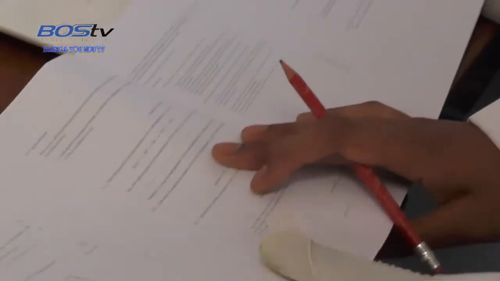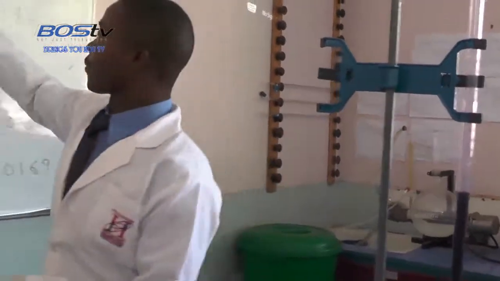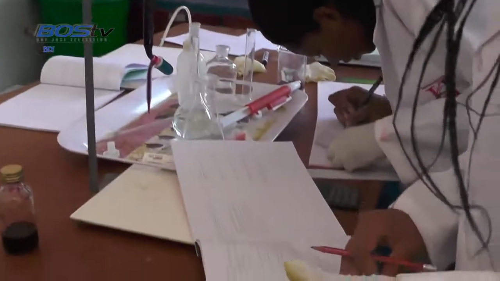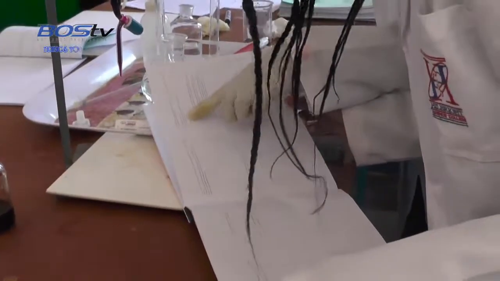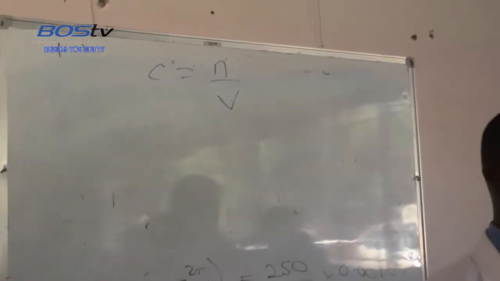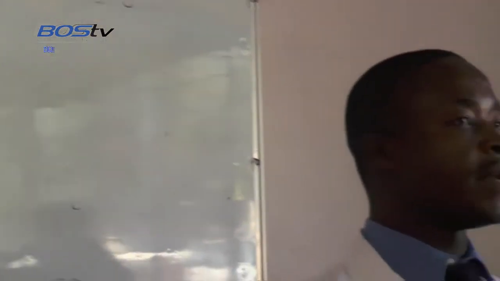Now use that volume and the concentration to calculate the number of moles. You have volume, you have the concentration. Concentration equals number of moles over volume. Make n the subject and calculate. Make sure your volume is in cubic decimeters, not in cubic centimeters.